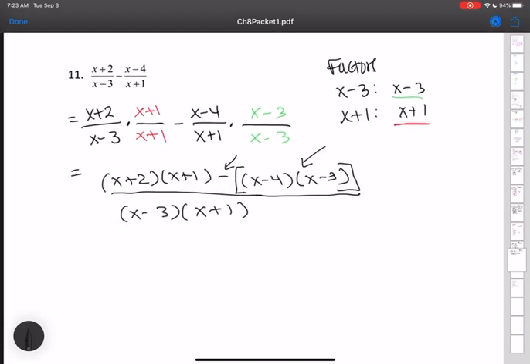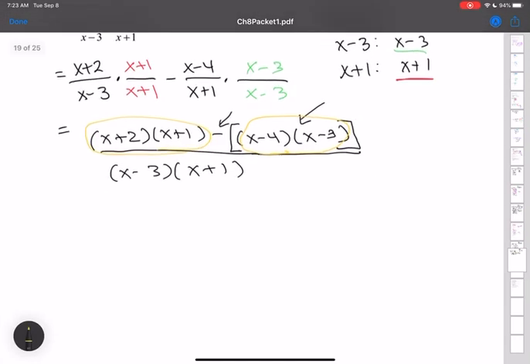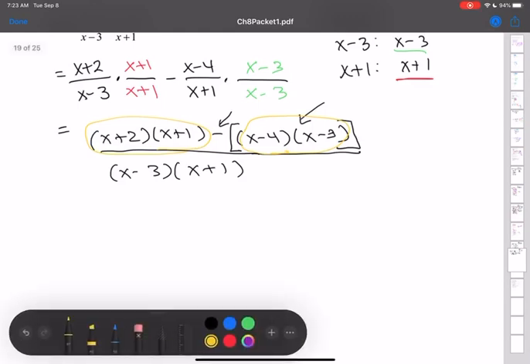So what I want you to do now, if you haven't done it already, go ahead and FOIL out this whole first piece, okay, and then FOIL out this whole second piece. And then if you're ready, you can go ahead and try to distribute that negative, combine like terms, and factor. Okay, go ahead and try that. Mainly I'm worried about the foiling part. Okay, go ahead and give it a try.